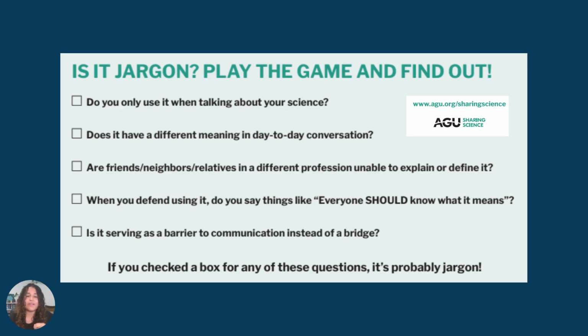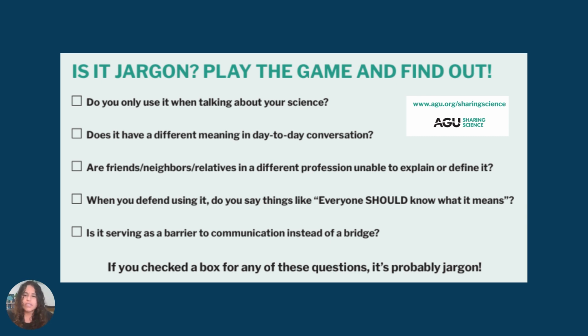Also, when we want to write things that are easy to understand and make everything clear, you also want to know what jargon is. So for us, jargon are those technical terms, and it's all those words that we learn after high school that have to do specifically with what we work on. So it's not something that everyone is going to know unless you're in the same field. So AGU Sharing Science came up with this set of questions, and if you check any of those boxes, then that means that the word you are using is a jargon. So let's go over them really quick.